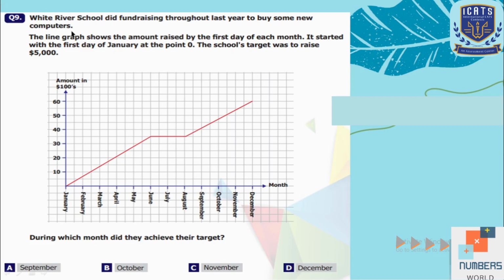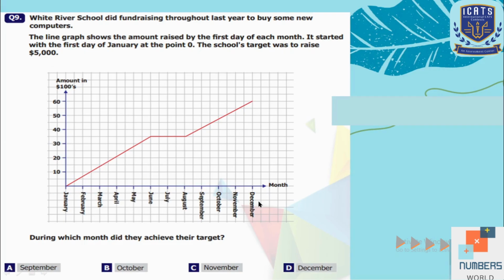Question number 9. White River School did fundraising throughout last year to buy some new computers. The line graph shows the amount raised by the first day of each month. It started on the first day of January at the point 0. The school's target was to raise $5,000.